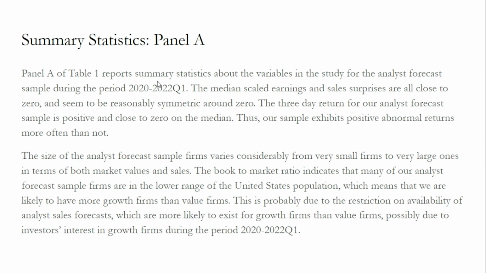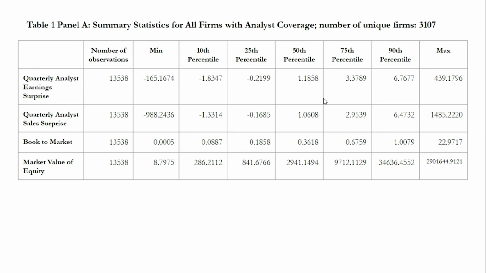The median scaled earnings and sales surprises are all close to zero and seem to be reasonably symmetric around zero. The 3-day return for our analyst forecast sample is positive and close to zero on the median. To get a sense of what this means, if we go look at the earnings and sales surprises, they should be relatively centered around zero. And that's what is true, because if you look, the minimum, 10th percentile, and 25th percentile are all negative, and the 50th, 75th, 90th, and max are all positive. That's true for both the analyst earnings surprise and analyst sales surprise. And so sure enough, they are centered around zero.